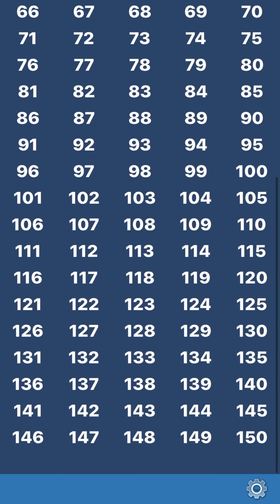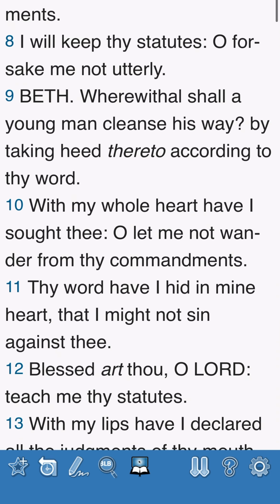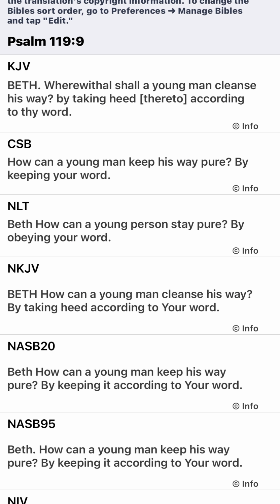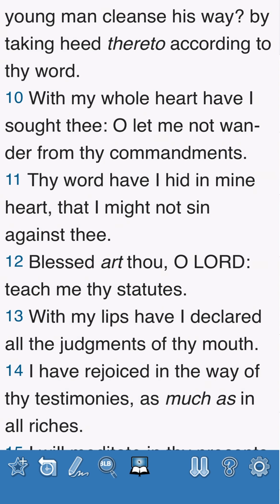But this is Psalms, Tehillim, chapter 119. We'll get verse 9 that says Bayit. Bayit is the word for house in Hebrew, in the Holy Tongue. It says, "Wherewithal shall a young man cleanse his way?" Let me get this in the NLT. It says, "How can a young person stay pure? By obeying your word." The King James says, "Wherewithal shall a young man cleanse his way?"